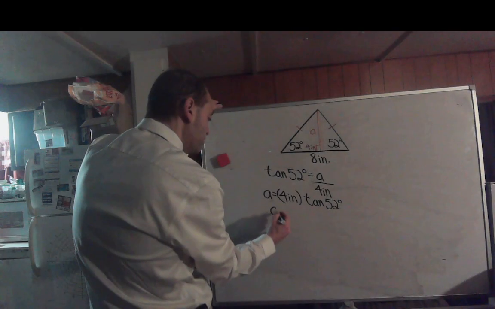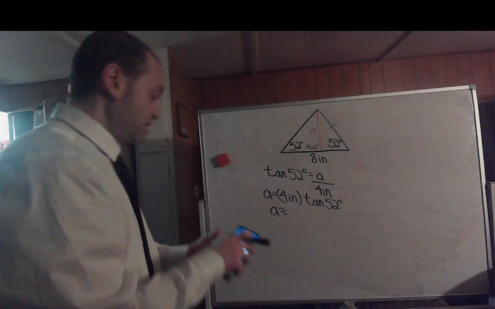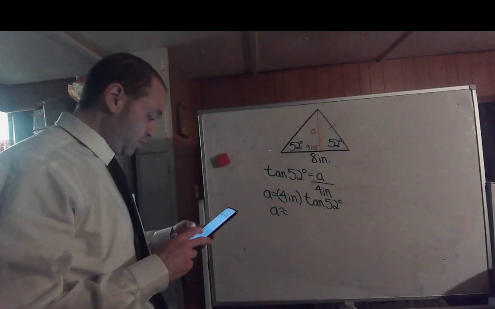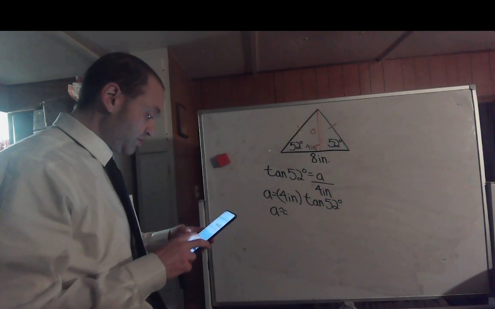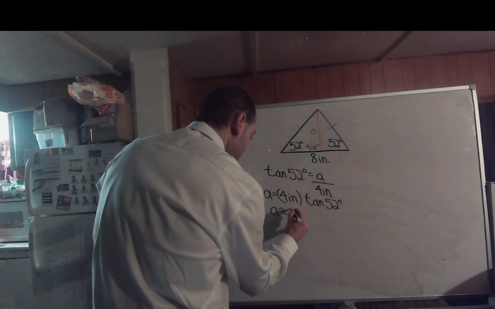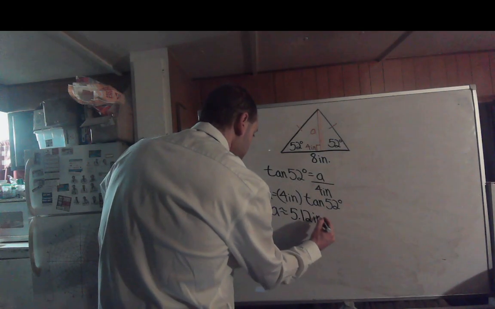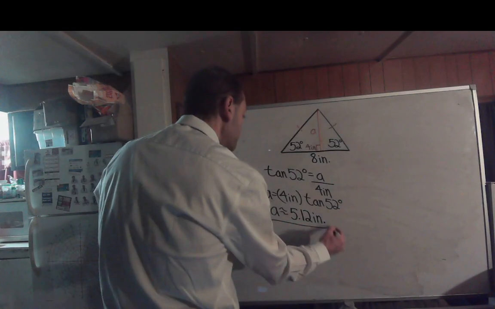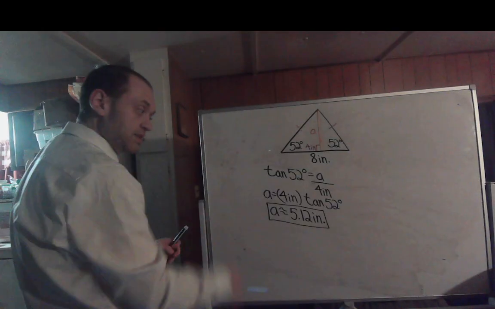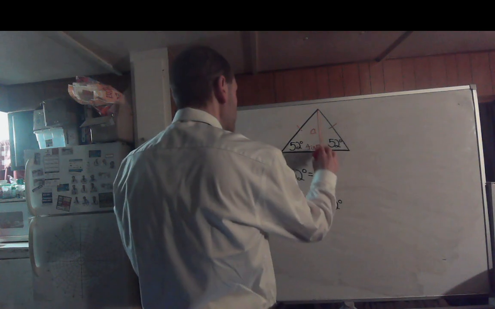And now we should be able to get a 2 decimal place approximation for the altitude. So we just take 4 times the tangent of 52 degrees. You get about 5.12 inches. So the altitude has a height of approximately 5.12 inches. So that actually wasn't that bad. Finding the altitude's actually pretty simple.